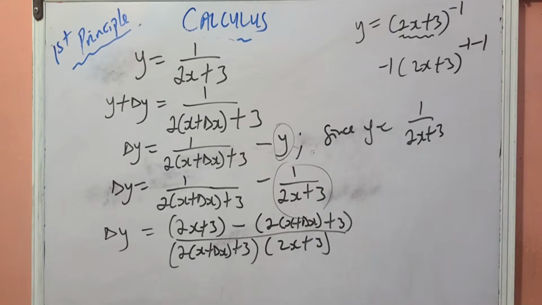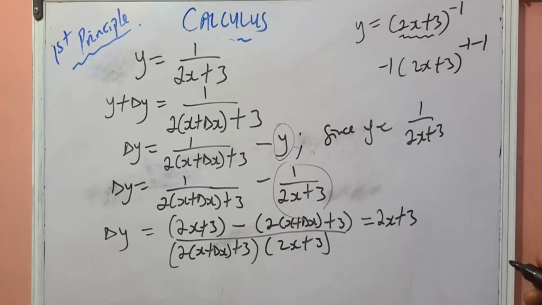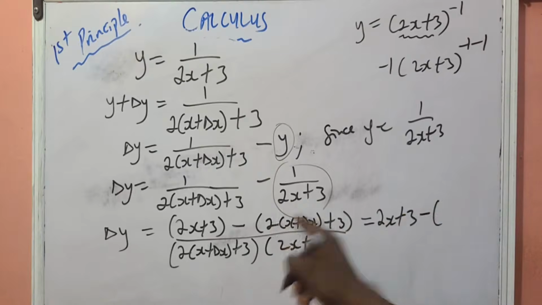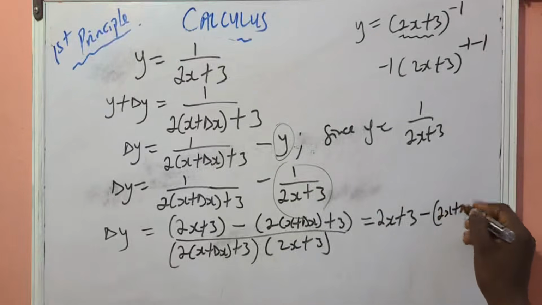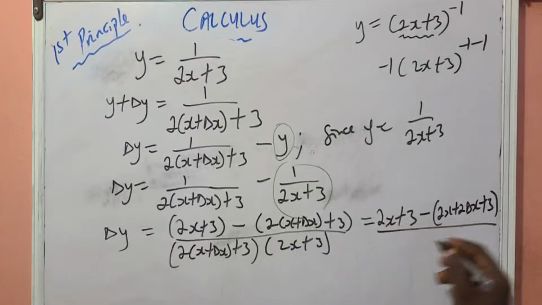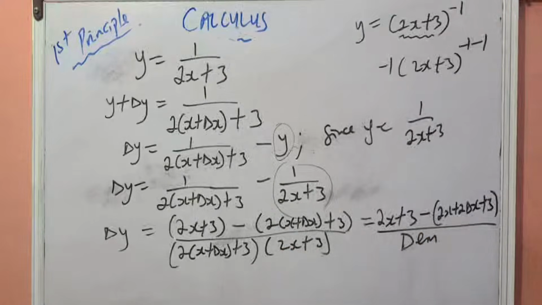And the only thing I did is that I took it carefully. So let me try and solve the numerator. I have 2x plus 3. I want to open the whole bracket now. I don't want the brackets to be there. So this will be minus, let me first put this bracket and make it 2x plus, sorry, 2x plus 2dx, then plus 3. Then everything will be over. Let me just write the denominator. I don't want to have to be writing. You understand what I mean? This is what I mean by denominator. Just leave it as that.